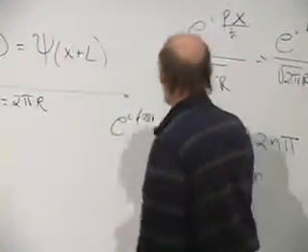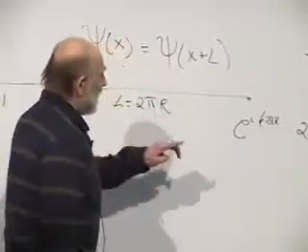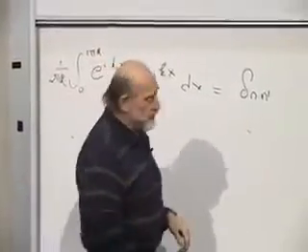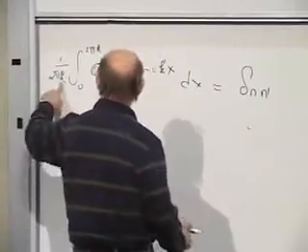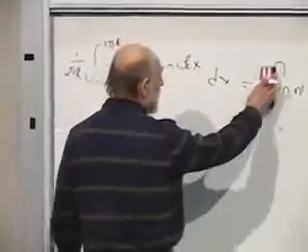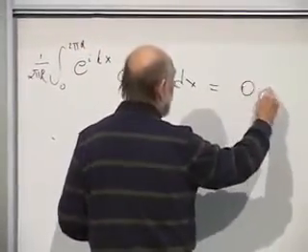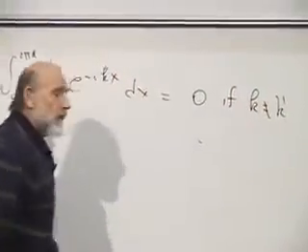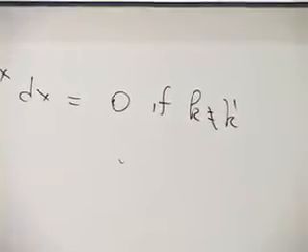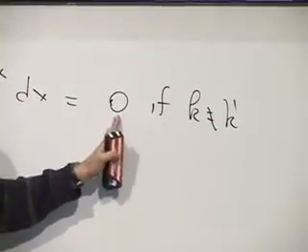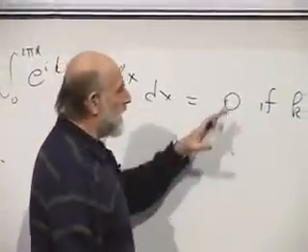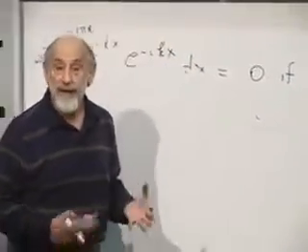Now that's not going to change the fact that if we take two different ones, the integral will be 0. That's not going to be affected by multiplying by r. It'll be 0 if k is not equal to k prime. That will still be true. But what if k is equal to k prime? Originally we had 1 there. If k is equal to k prime, we had 1. Now we're going to get something big.